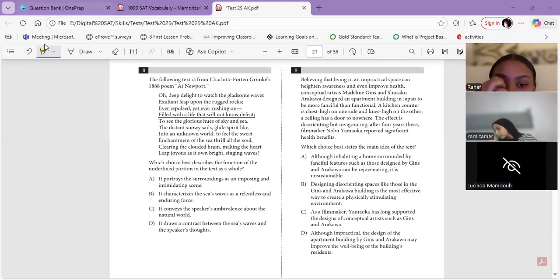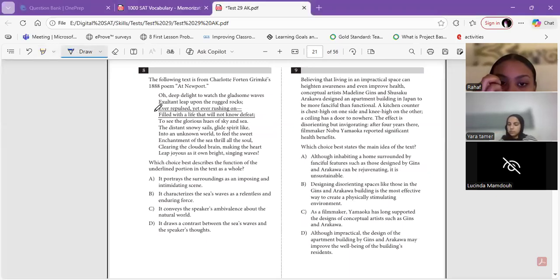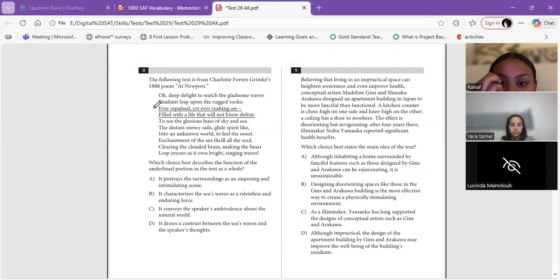Whenever he asks you about the function of the underlined sentence, kindly take a sentence before and a sentence after. The right answer is going to be on the underline, but sometimes you connect it to what comes before and what comes after.